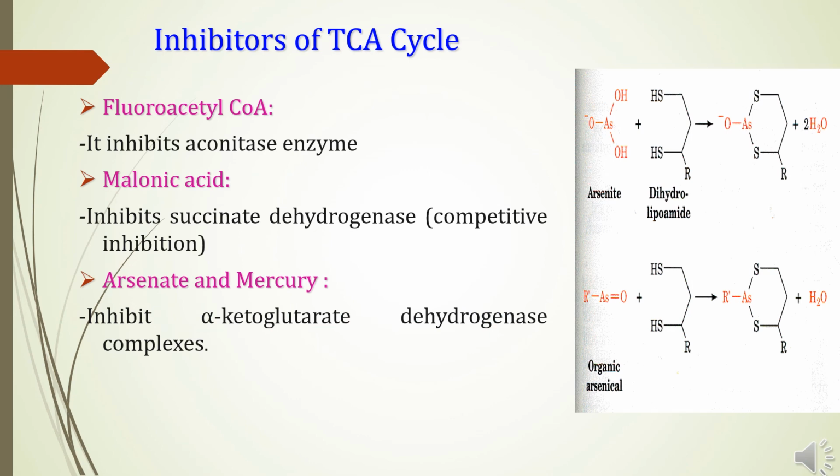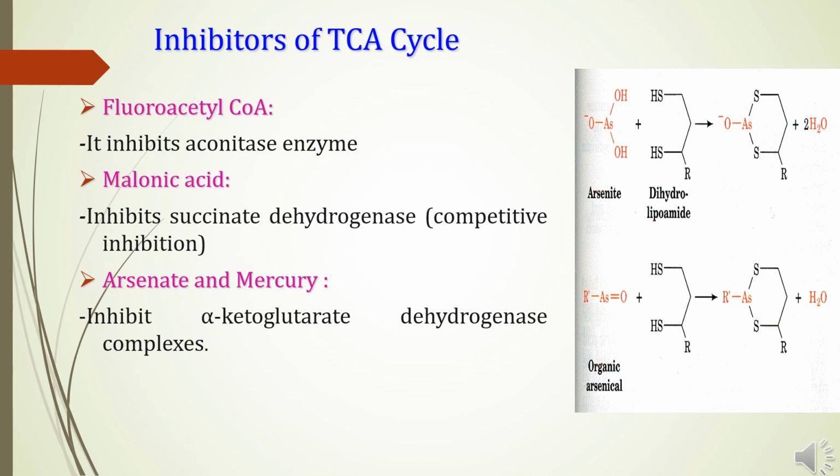آخر جزئية نتكلم عنها في citric acid cycle هي inhibitors of the citric acid cycle or Tricarboxylic acid cycle. زي ما اتكلمنا في بداية المحاضرة في second reaction of citric acid cycle، Aconitase reaction. Aconitase is inhibited by fluoroacetyl coenzyme A.